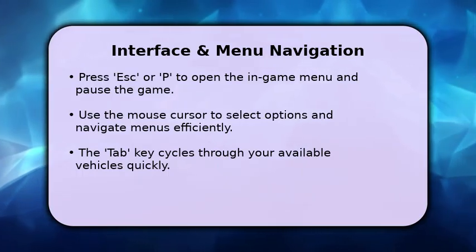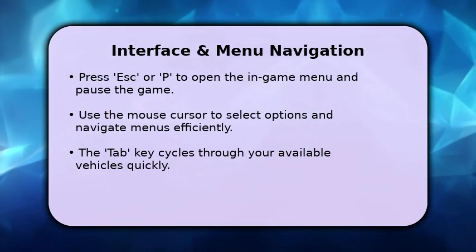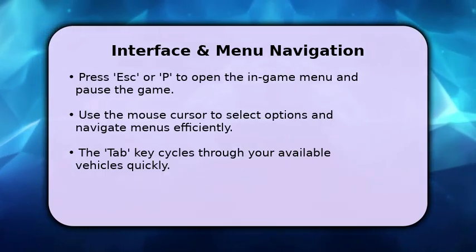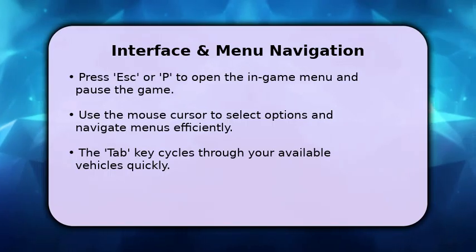For quick transitions between your various vehicles, simply tap the Tab key. This allows you to jump from your tractor to your harvester in an instant, streamlining your workflow.